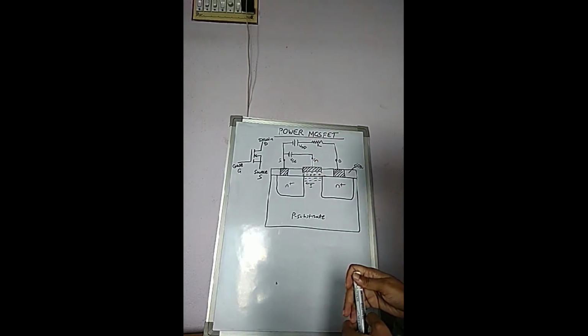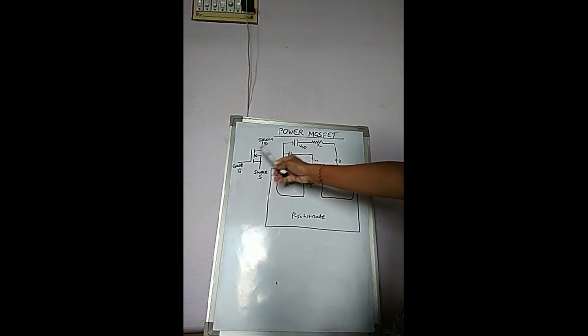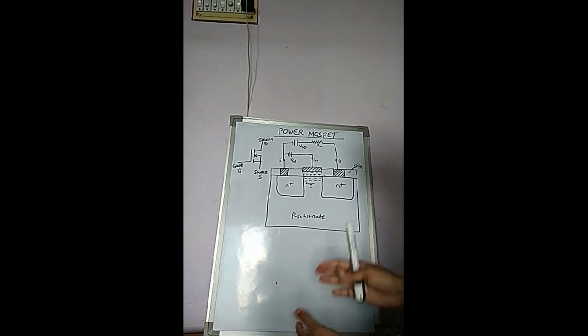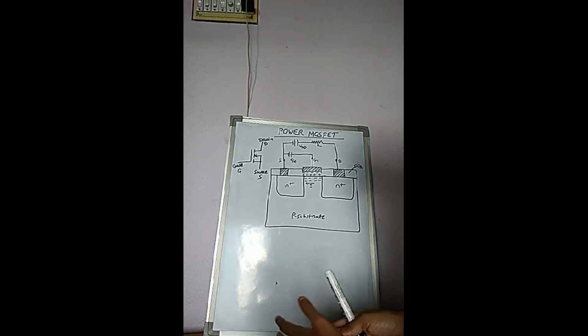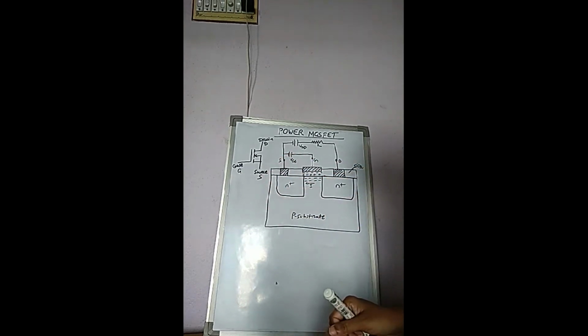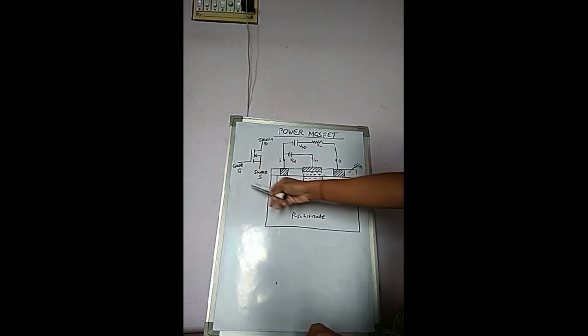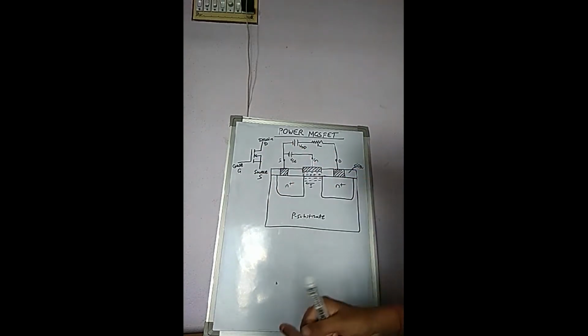The power MOSFET has three terminals: drain, gate, source. In the previous class we already studied the power BJT. Power BJT has three terminals: collector, emitter, base. But here we have drain, gate, source. The circuit symbol for power MOSFET is this one. This is the symbolic representation for power MOSFET.